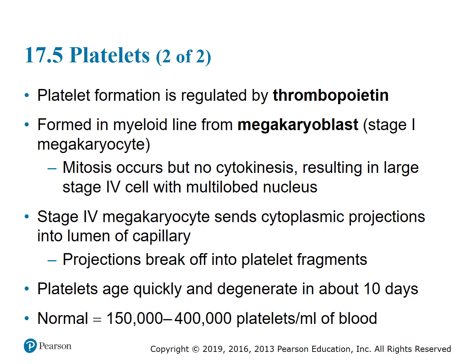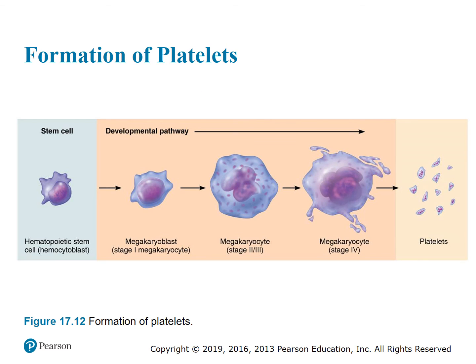Normally, there are 150,000 to 400,000 platelets per microliter of blood. Figure 17.12 shows the formation of platelets from a stem cell, the hematocytoblast, which turns into a megakaryoblast, which is stage 1. Stages 2 and 3 are a megakaryocyte, and then a stage 4 megakaryocyte starts to fragment into platelets.